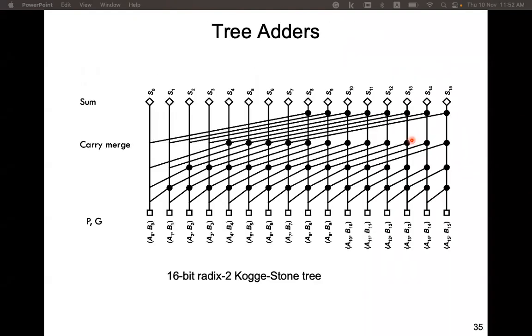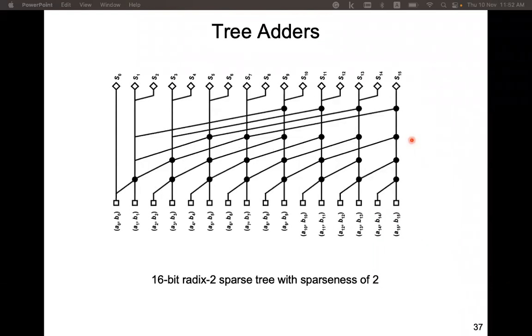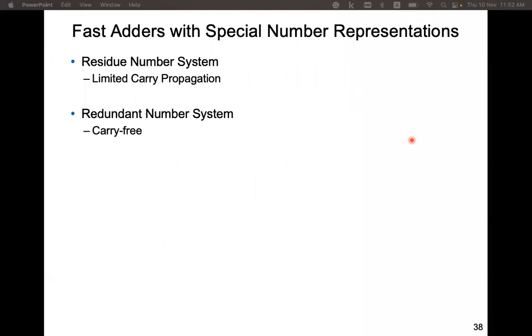Okay. So now we have learned three types of fast adders. There are other fast adders using different number representations. Here I introduce two of them. One is a method that uses a residue number system. Another uses a redundant number system.